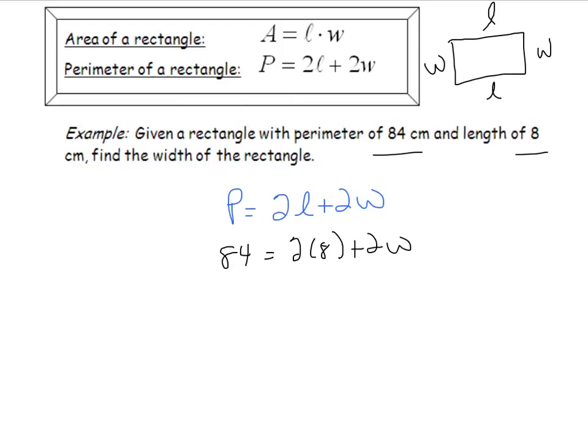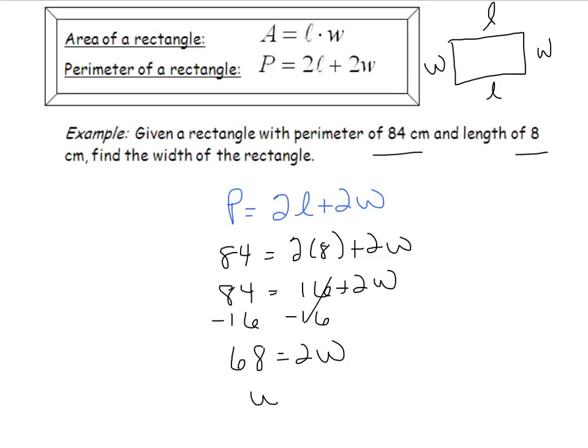Now it's a simple algebra problem. Well, 84 then will equal 16 plus 2w. Subtract 16. 84 minus 16, hopefully you guys got that this is 68, equals 2w. Divide by 2, 68 divided by 2, you find that your width is 34.